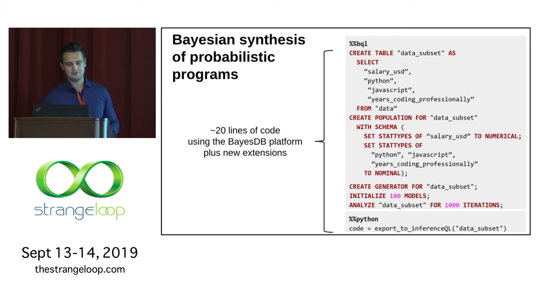Our old BayesDB platform, plus some new extensions, allows us in less than 20 lines of code to synthesize probabilistic programs given only a data table. Remember earlier I talked about qualitative and quantitative constraints. The only constraints I put into this model are that certain columns are to be treated as numerical variables and other ones are nominal. In this example, we only have a data table of four columns, because otherwise I wouldn't have fitted it on the slide. But the code and the calls to the BayesDB language, the BQL query language, wouldn't be different.